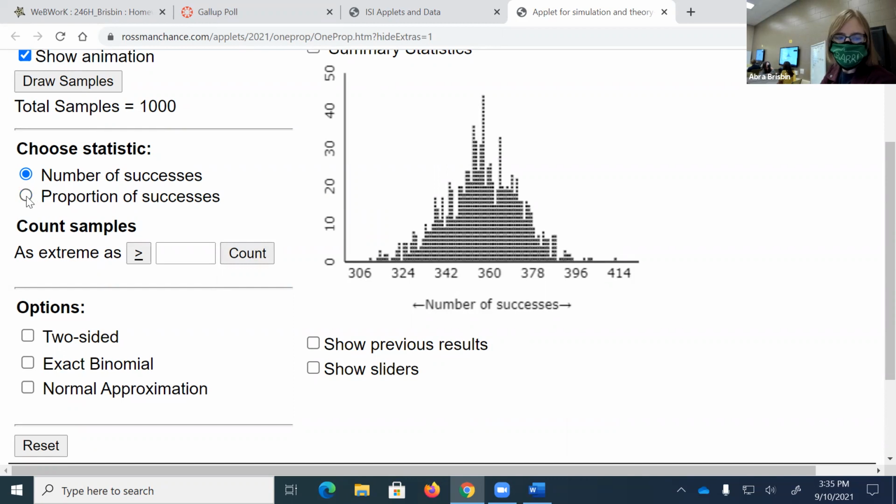So let's see, proportion of successes. If this is our null distribution, so what we expect if the chance model is true, and we want to compute the p-value, we put our observed statistic into this box. And then it gives us the options of as extreme as greater than or equal to or less than or equal to. The reason the equal sign shows up there is because the p-value is the proportion of simulations that are at least as extreme as what we observed in the data, not just more extreme than what we observed. Does that make sense?